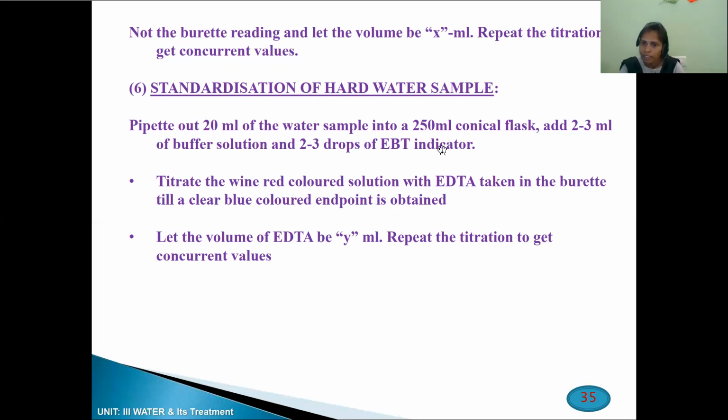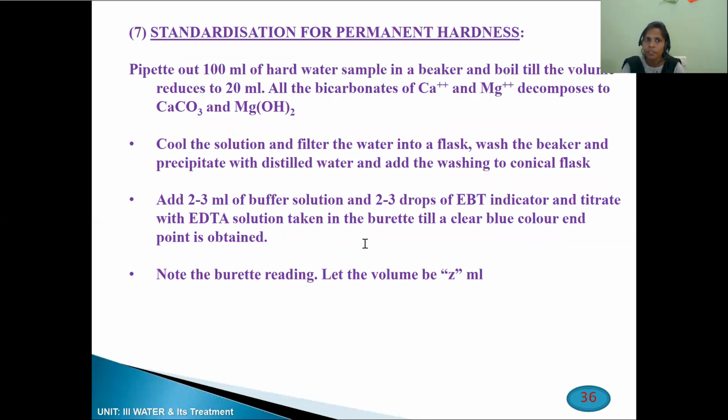So we will get a wine red color solution. This wine red color solution is titrated with the EDTA till the color changes to blue, same like the previous step. Repeat the titration till the color changes to blue and do this process until we get the concurrent reading. Concurrent is nothing but two continuous readings should be the same. Now let us assume the end point will be Y ml. And here the end point is X ml and here the end point is Y ml.